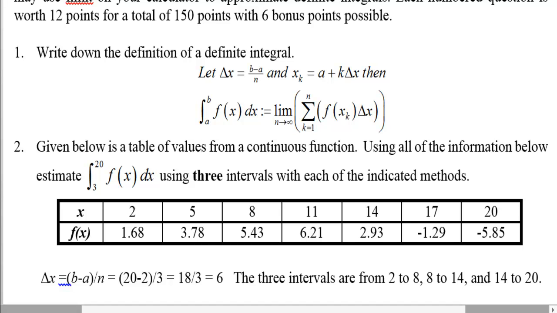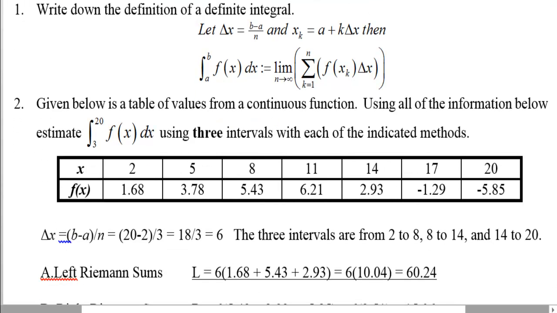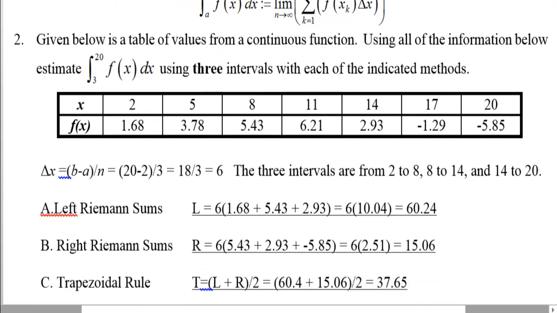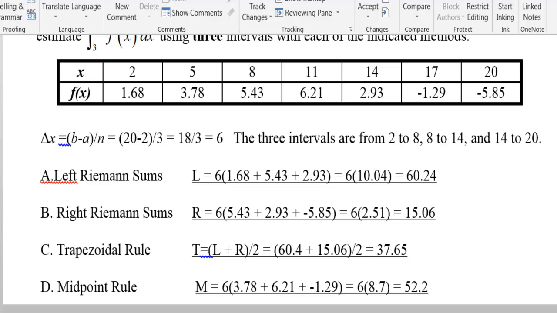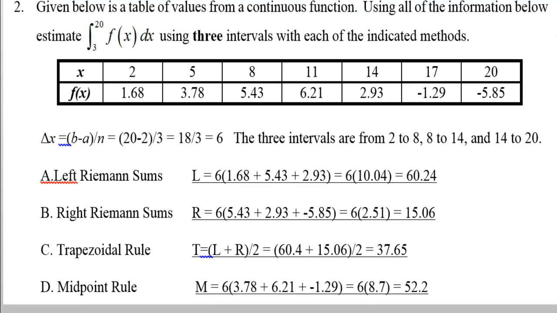So here we have a table of values for a continuous function. Can we evaluate this at least approximately? And we want to do that. And notice that it asks us to use three intervals. So that's n. N equals 3.